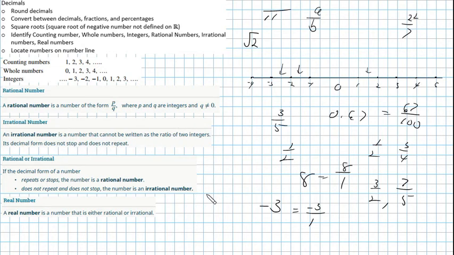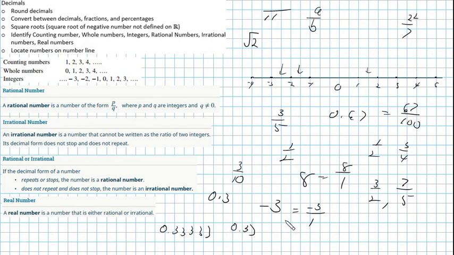Now, how can you recognize rational numbers and irrational numbers? Well, one way is to look at the decimal form. If the decimal form repeats, so for example, if you have 0.33333 going on forever and ever, then that's a rational number. Or if it stops, so 0.3 like that, well, that's a rational number. That's 3 over 10.